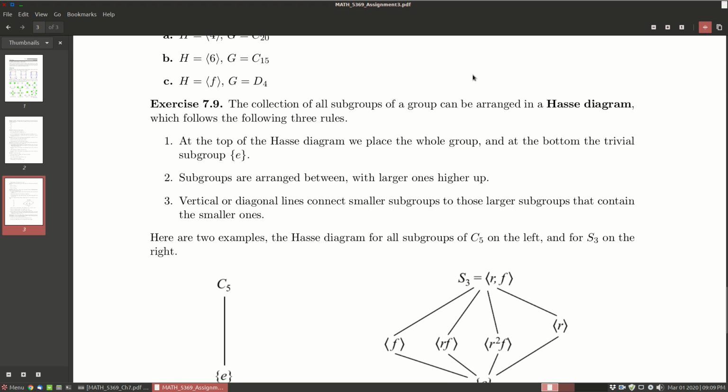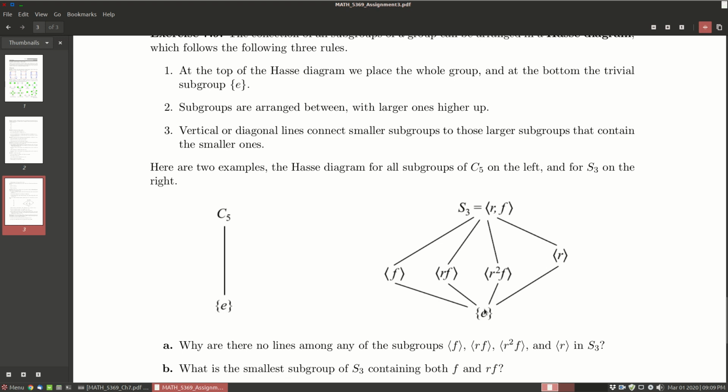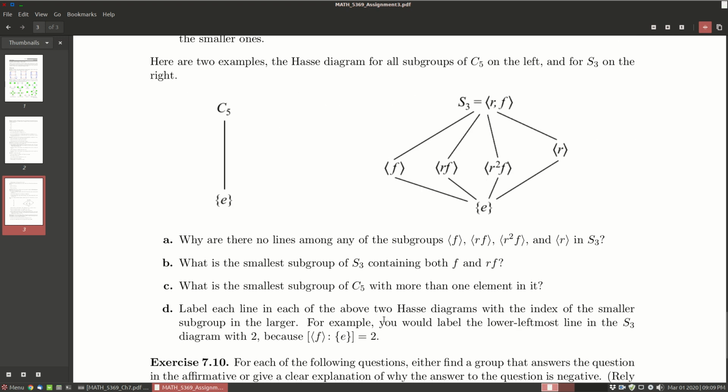Now, question 7.9 is explaining how to draw a Hasse diagram. So the idea is you put the trivial group at the bottom and the full group at the top, and then you basically arrange your subgroups where you need to make sure that subgroups are mapped into their larger subgroups that they live inside. Okay? And so what I want you to do here is the following. I don't even need you to draw it, just understand it.